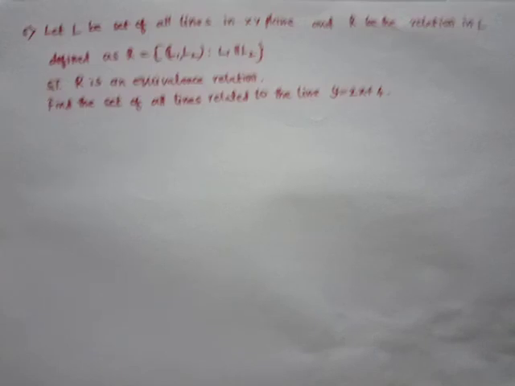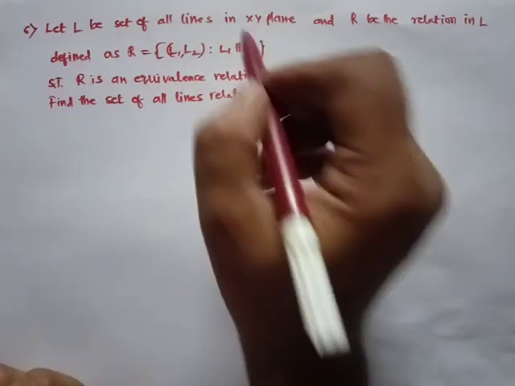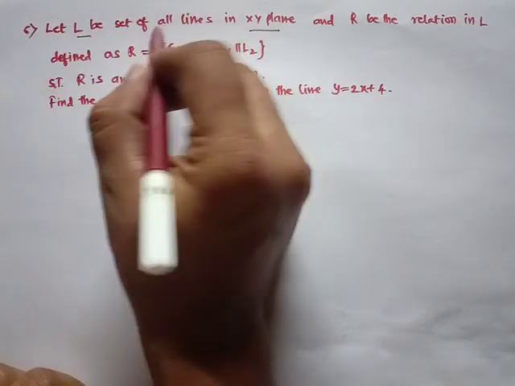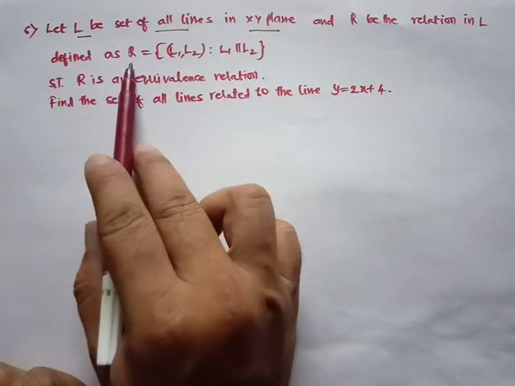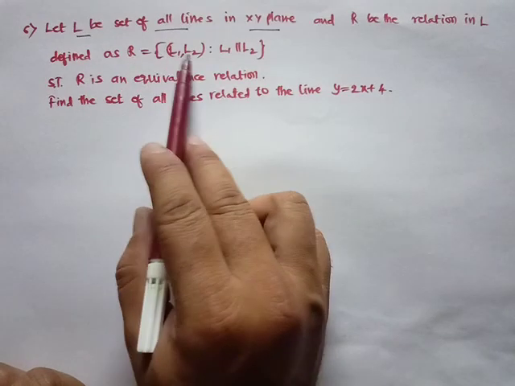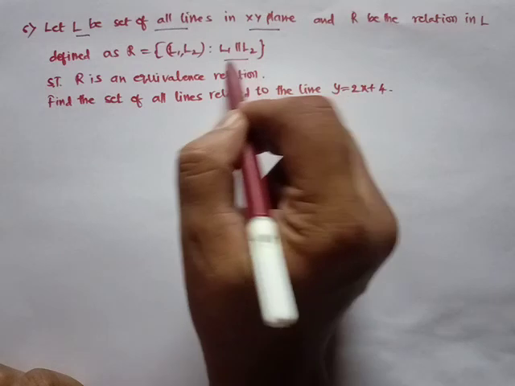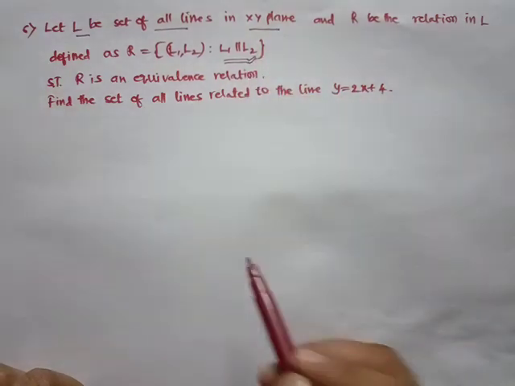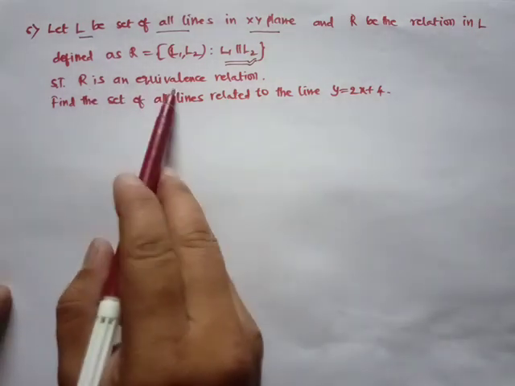Coming to the next question, let L be the set of all lines in the xy plane. So L is the set of all lines. R is the relation in L defined as R = {(L1, L2): L1 is parallel to L2}. So if L1 is parallel to L2, then (L1, L2) belongs to the relation. Then we are required to show R is an equivalence relation.